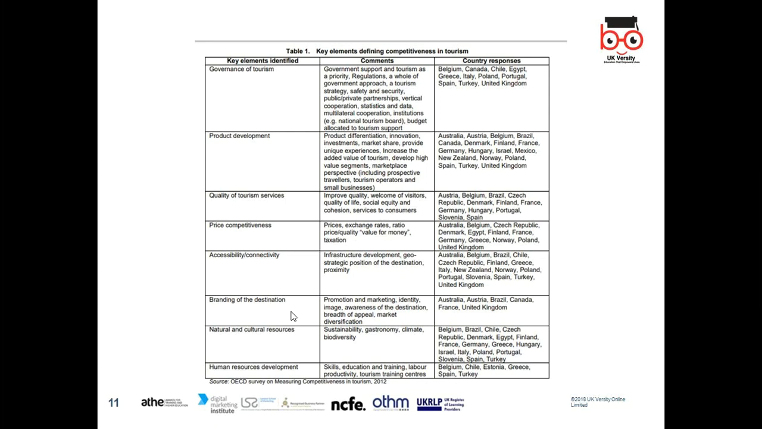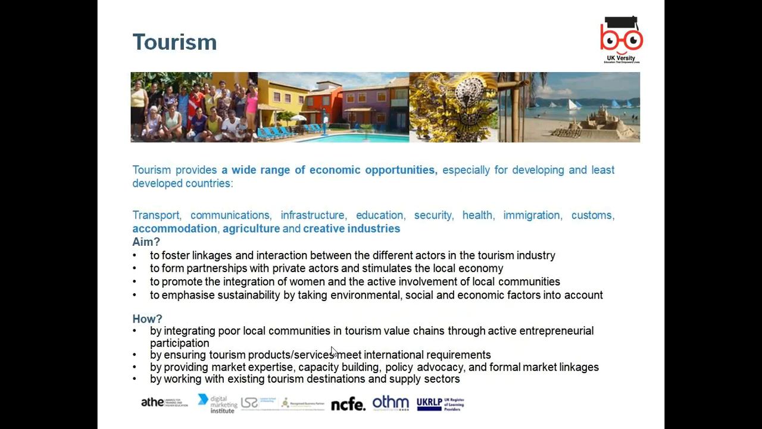Which one is a city? This one. Even a lot of money is involved in it. Natural and cultural resources. We can look around human resource development. This is all being developed by the OECD. Using this model, countries can focus.